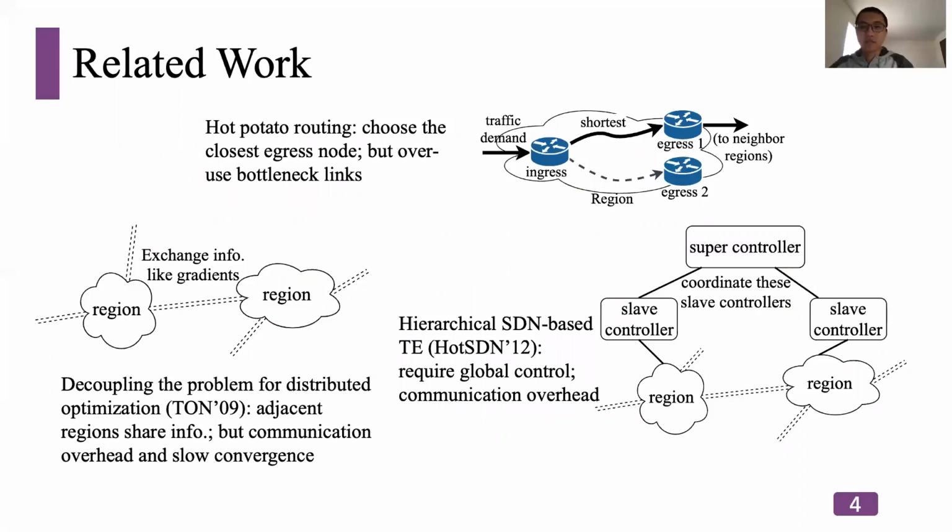Existing approaches often rely on simple routing heuristics. Hot potato routing delivers traffic to the closest egress node, which may result in unexpected congestion. Distributed optimization methods decouple the global TE problem and leverage iterative algorithms for distributed TE, but it incurs slow convergence as well as communication overhead. As a result, these algorithms may suffer hefty performance loss under highly dynamic traffic demands. Another kind of work develops a hierarchical SDN architecture. Besides the communication cost, it still requires a controller having full control over the entire network.